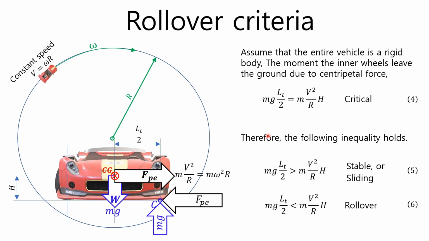Therefore, we can get the inequality equations. If the moment due to the normal load of the vehicle is greater than the moment due to the centripetal force, the vehicle may be stable or lateral sliding of the tires may occur depending on the friction coefficient, as shown in equation 5. In addition, if the moment due to the normal load of the vehicle is less than the moment due to the centripetal force, the behavior of the vehicle becomes unstable as in equation 6, and rollover occurs. Let's take a closer look at this case.